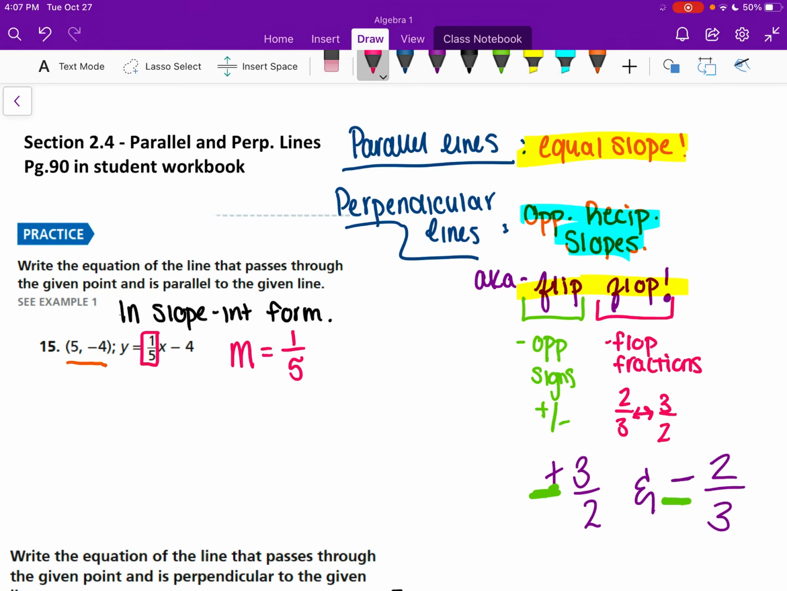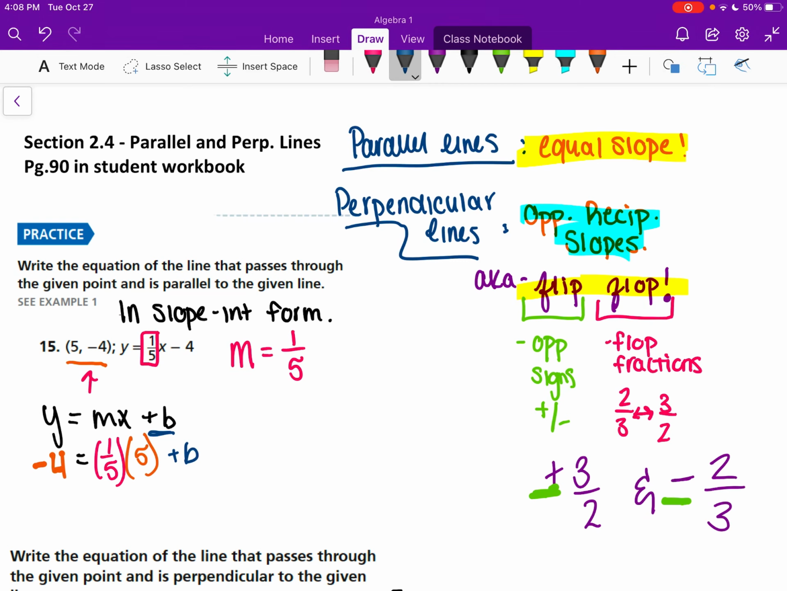And now I'm going to use this point that they give me, and this is if the problem asks you to be in slope-intercept form. You can start with your slope-intercept form, y equals mx plus b, and substitute in what you know to help you find that b. We know that our point is (5, -4), where -4 is the y. We know the m is 1/5. We know the x value in the coordinate is 5, and we're trying to find that b.